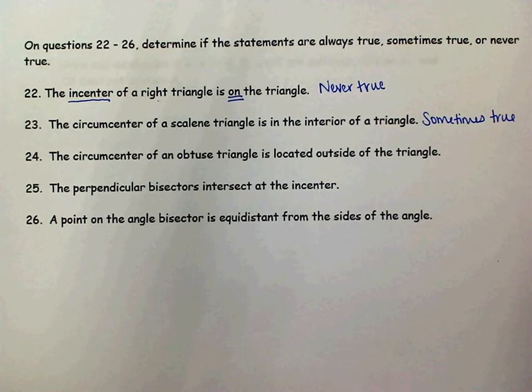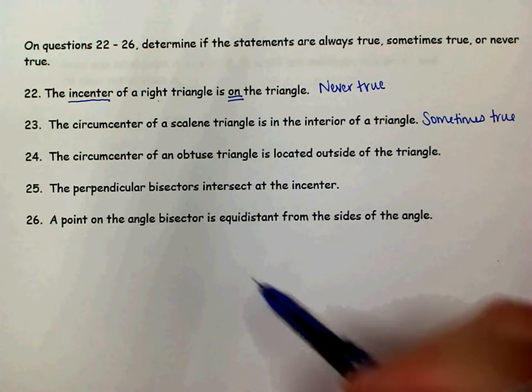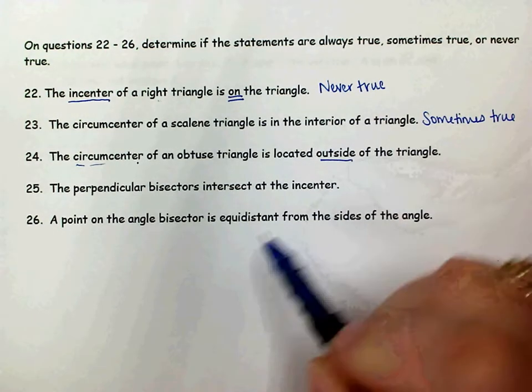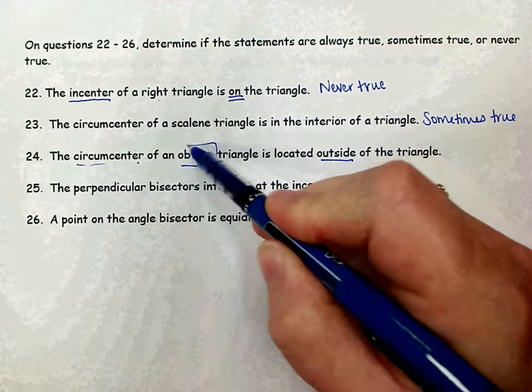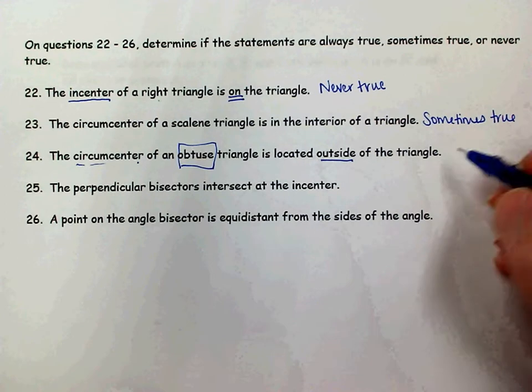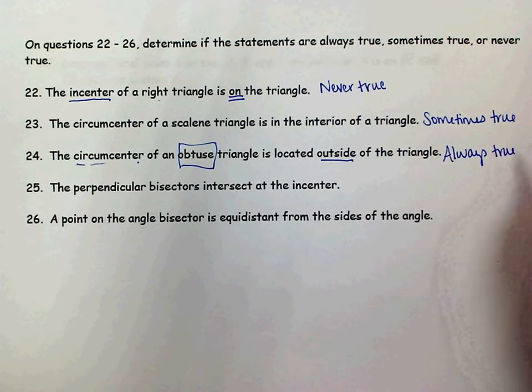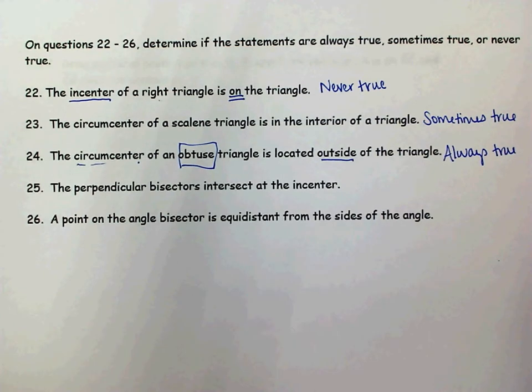Number 24. The circumcenter of an obtuse triangle is located outside of the triangle. Okay, so the circumcenter is the one that can sometimes be outside, and that is every time you have an obtuse triangle. So this one is always true. Every single obtuse triangle will have its circumcenter outside the triangle.